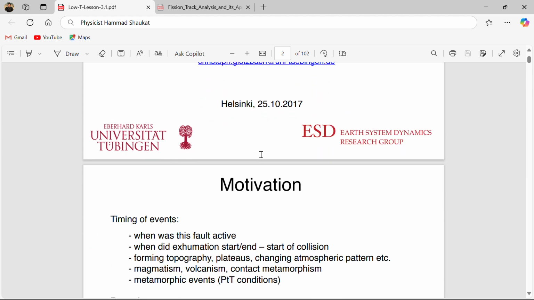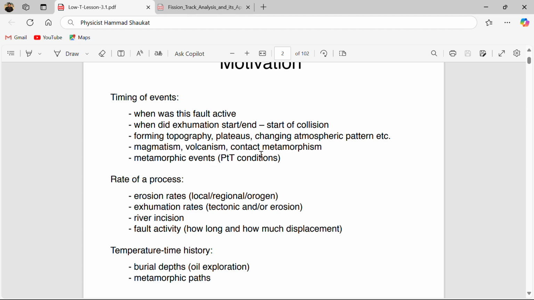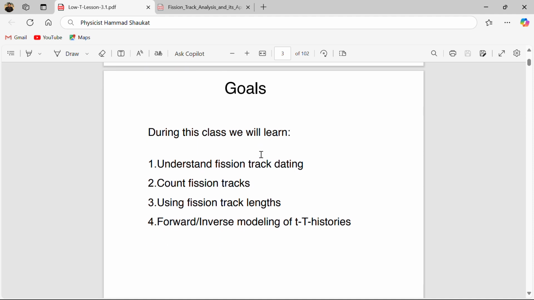Okay, so let's start. This is basically the motivation: time of events, rate of processes, and temperature-time history. These are the motivations. Now move on towards the goal. During this class, we are going to learn deeply about the understanding of fission track dating, that is, what fission tracks are. We will discuss counting fission tracks. Once we discuss fission track dating, then definitely we have to count the fission tracks. So in counting fission tracks, we are going to discuss this.